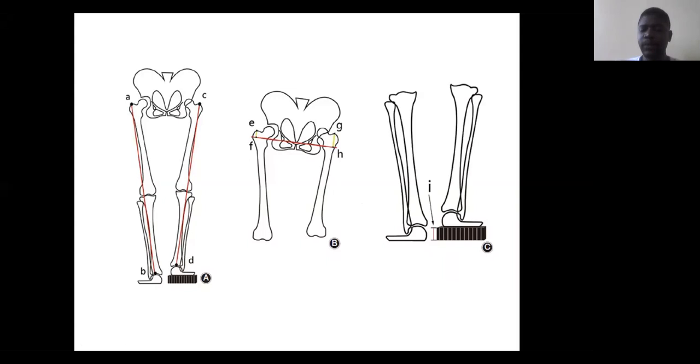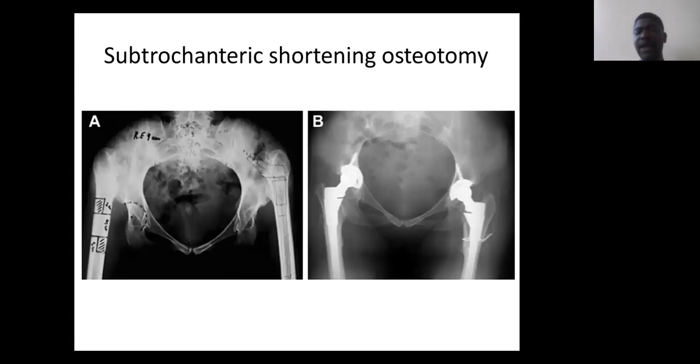So we can ignore, patients can do very well with a leg length discrepancy of 2 centimeters or less, and there's less risk of a neurovascular injury. So in those patients, we might not do a subtrochanteric osteotomy. But in patients with a leg length discrepancy above 2 centimeters, especially 4 centimeters and above, it's associated with a high risk of neurovascular damage. So we should preoperatively plan for a subtrochanteric shortening osteotomy.